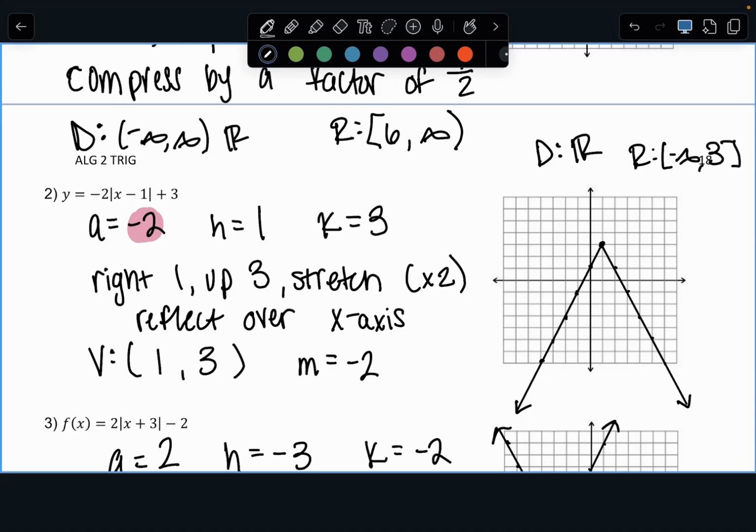No, we never include infinities. Parentheses always around them. Always. Oh, that should be a parenthesis, but it does look like a bracket. There you go. Thanks. Parenthesis always around infinity. Sorry. Any other questions?